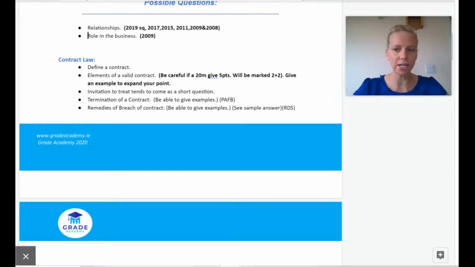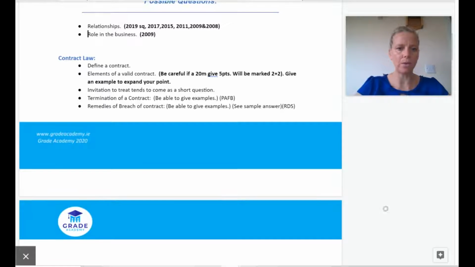Remedies for breach of contract. Do you know your remedies? I've given you a sample answer on this, so look to the section on sample answers. I have them broken up into different units, and you'll find it there in unit 1. Be able to give examples and RDS. So try and put it together: rescind, damages, specific performance. So make sure that you learn your subheadings, and make a little rhyme to help you learn those.